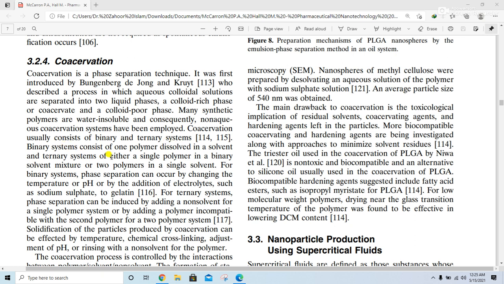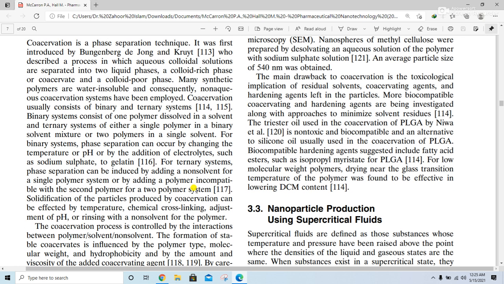A binary system consists of one polymer which can be dissolved in a solvent, and a ternary system consists of either a single polymer in a binary solvent mixture or two polymers in a single solvent. For a binary system, phase separation can occur by changing the temperature or pH, or by the addition of electrolytes such as sodium sulfate to gelatin. For ternary systems, phase separation can be induced by adding a non-solvent for a single polymer system, or by adding a polymer incompatible with the second polymer for a two-polymer system.